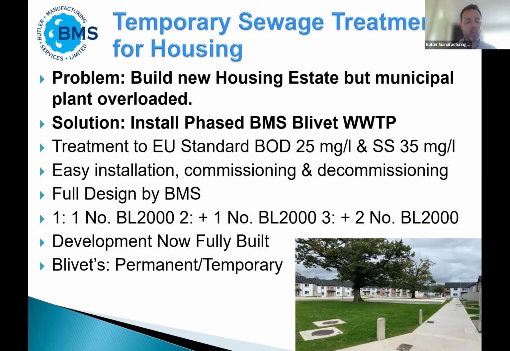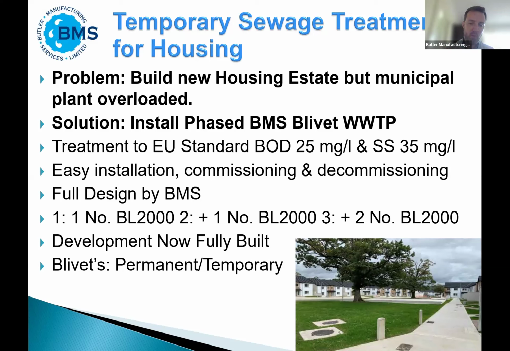So initially we put in what we call one BMS BL 2000 Blivet, which can treat 200 population equivalents. The first phase was 34 houses, which is 136 population equivalents. The second phase was 26 houses, which is just over 100 population equivalents, and the third phase was the biggest phase, with 137 houses and 548 population equivalents, bringing the total capacity required of the plant to 800 population equivalents.